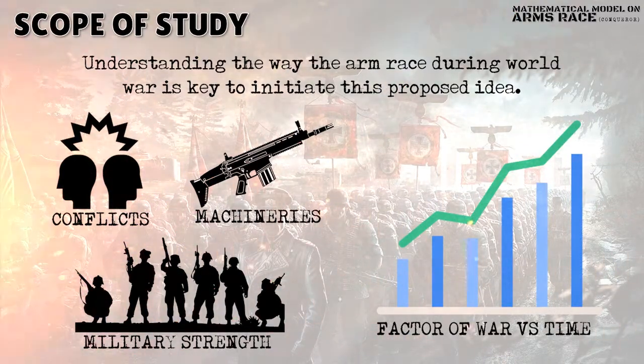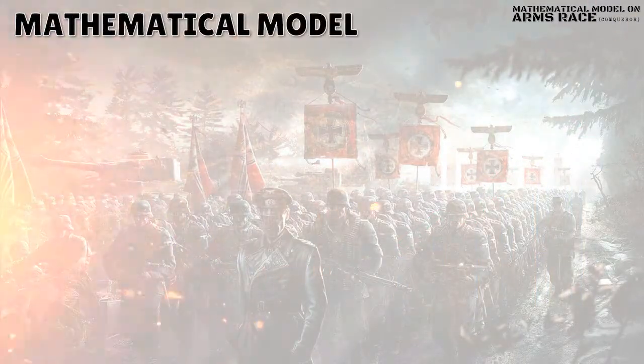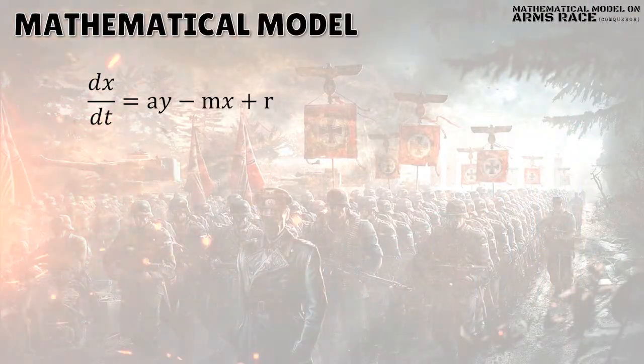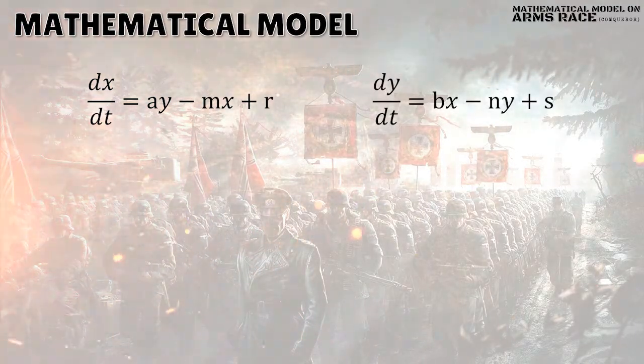The higher the tendency of the graph, the higher the strength of a country, as the tendency refers to the factor of the war. The model of the arms race is dx/dt equal to ay minus mx plus r, and dy/dt equal to bx minus ny plus s.